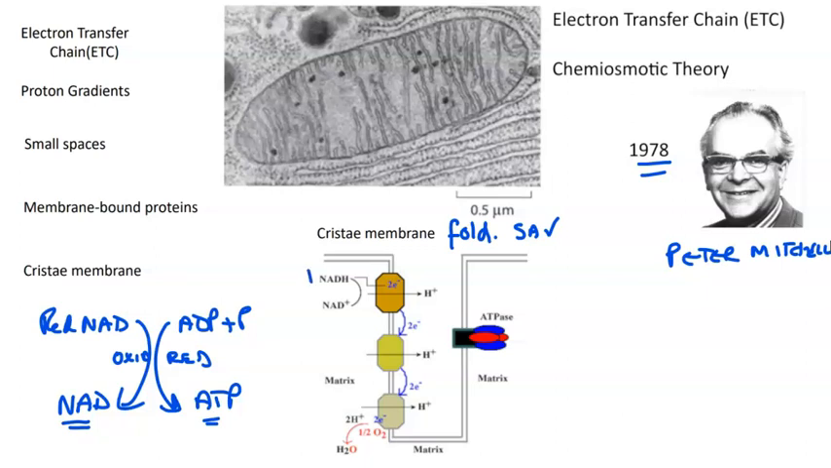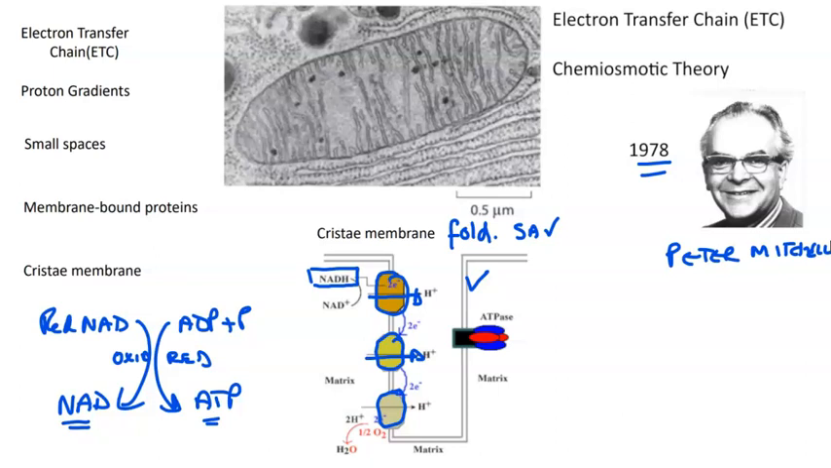The incoming reduced coenzyme NAD dissociates its hydrogens, releasing its hydrogens and electrons. The electrons are used to power three membrane pumps, and these pumps are responsible for pumping hydrogen ions into the space between the folded cristae membrane and the outer membrane of the mitochondria. So this restricted space becomes important.